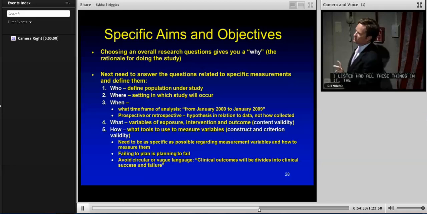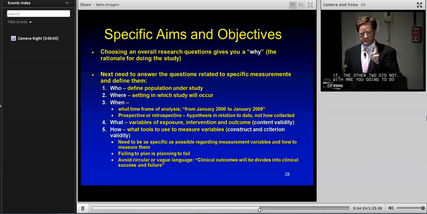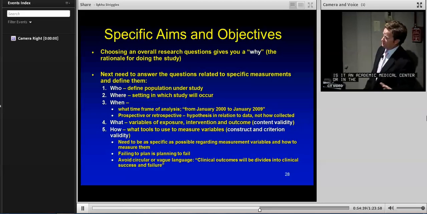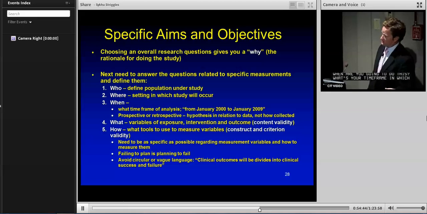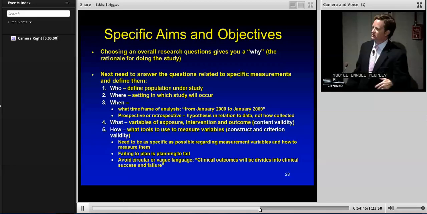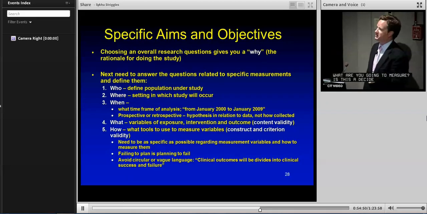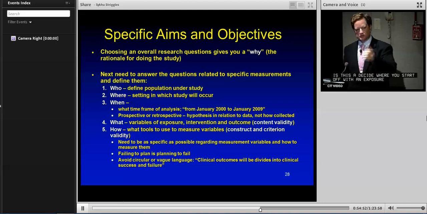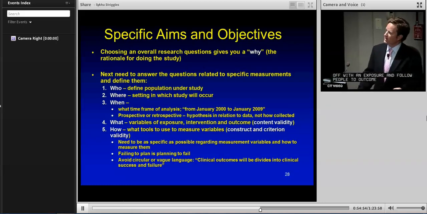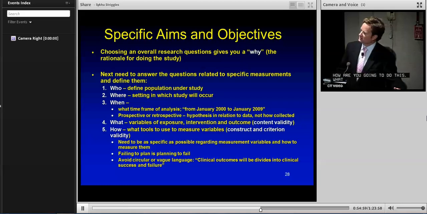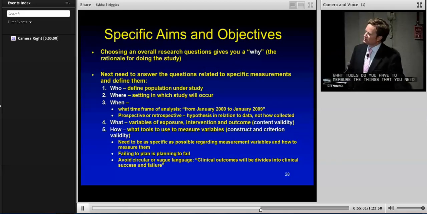Where are you going to do this? In what setting is this going to be? Is it going to be in an academic medical center? Is it going to be out in the community? When are you going to do this? What's going to be your time frame in which you're going to enroll people? Is it a prospective or a retrospective study? What are you actually going to measure? Is this going to be a study where you start off with an exposure and follow people to outcome? Or is it going to be outcomes looking backwards at exposures? How are you going to do this? What tools do you have to actually measure the things that you need to measure? And again, you need to be as specific as possible.